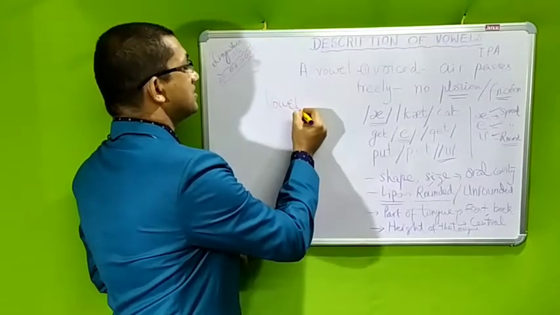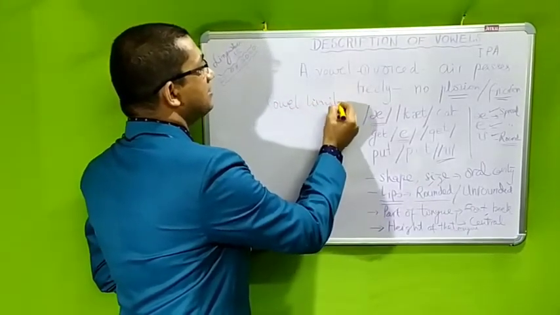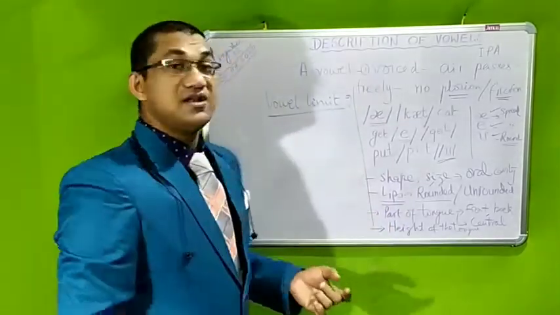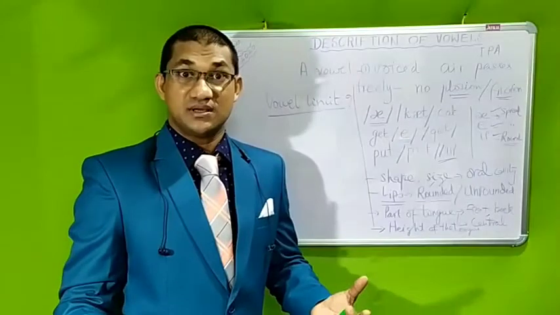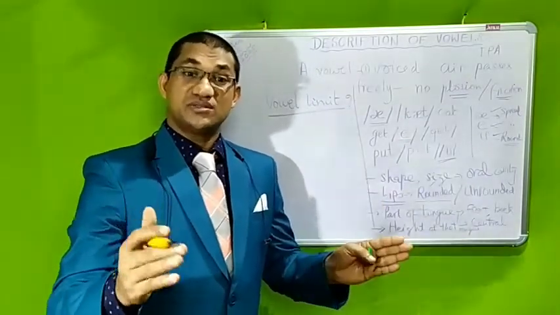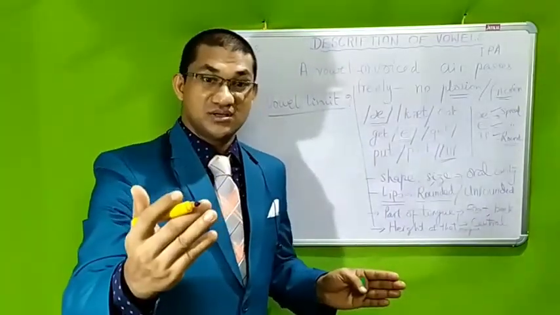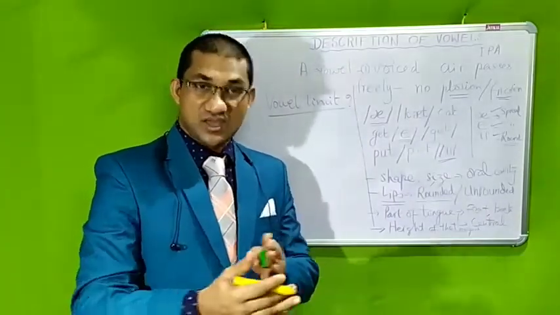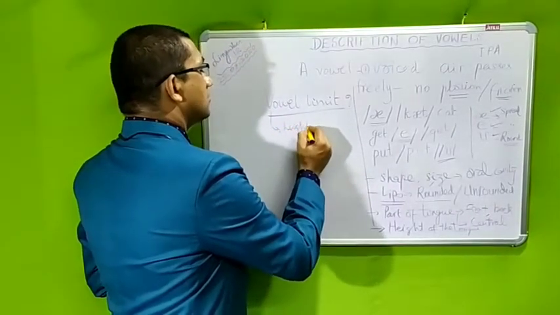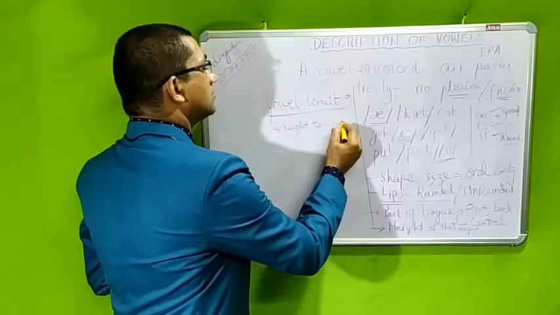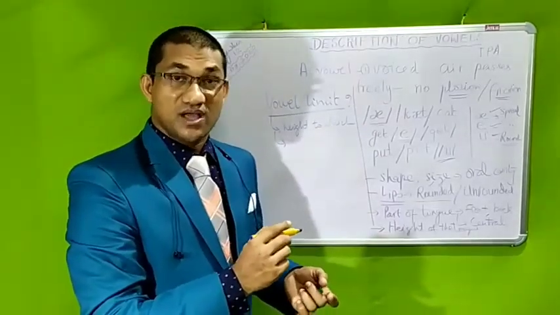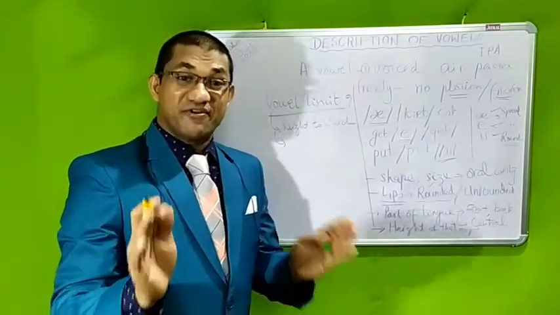We have to understand what is vowel limit, right? So this is the question we are discussing right now. Vowel limit. What is vowel limit? Vowel limit refers to the height to which the tongue can be raised to produce a sound. It is nothing but the height to which the tongue can be raised in the mouth cavity or in the oral cavity without any friction.